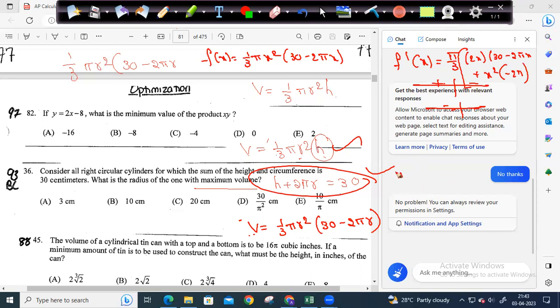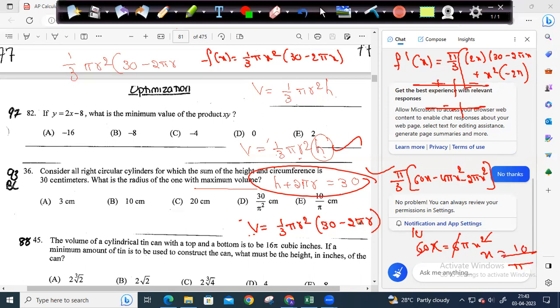So 5 by 3 into 2x into 30 is 60x minus 4 pi x square minus 2 pi x square. Equate that to 0, you get 60x is equal to 6 pi x square. Correct, right? Make sure that there is no calculation mistake. 2x into 30 is 60x minus 4 pi x square minus 2 pi x square. So 60x, 6x will be 10 times. The x will get cancelled. X is equal to 10 by pi.